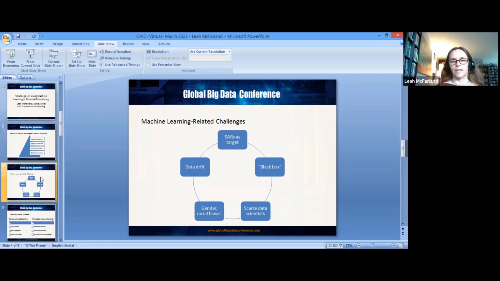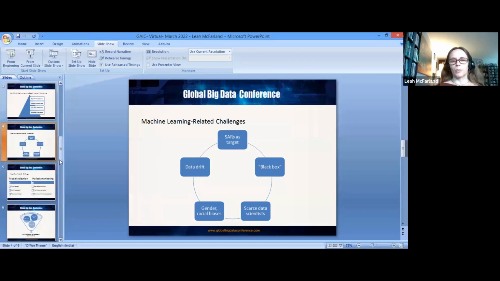So we have focused our efforts on supervised machine learning. We use suspicious activity reporting, or SARs, as our target. Those are previous regulatory filings that highlight specific risks that we've either developed into scenarios on our own or our regulators have told us we have to look at.